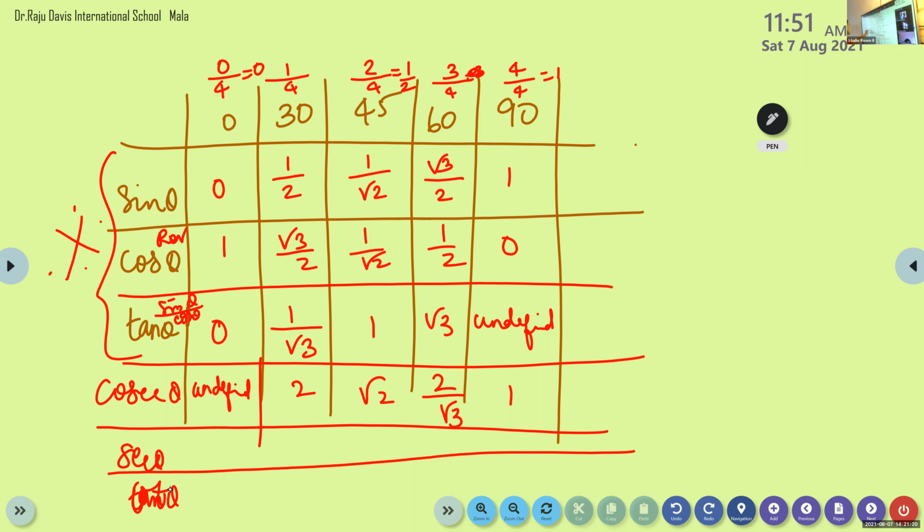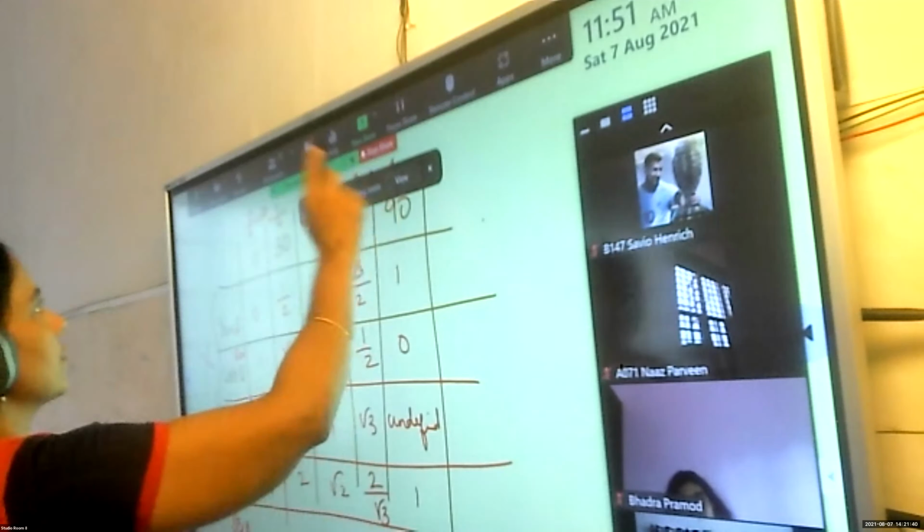Here we have cos. So what will be sec? You just take the reciprocal. You can write it in the reverse order of cosec. Sec will be the reverse order of cosec. Like that also you can do. You can use any of the methods, or you can just take the reciprocal and write.